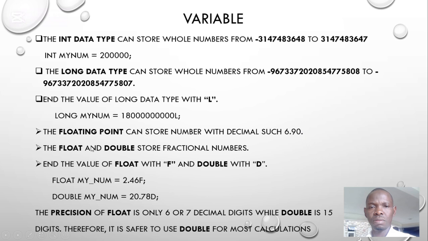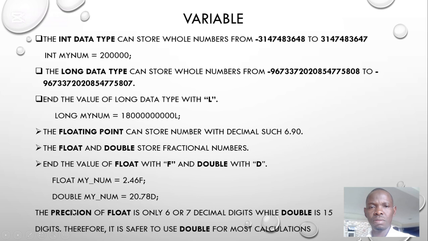So float and double can store fractional numbers, as earlier mentioned. The end value of float should be F, and that of double should be D. For example, float myNum equals 2.46F, and for double, myNum equals 2078D. That is, we assign this variable value to this variable name of this variable type.